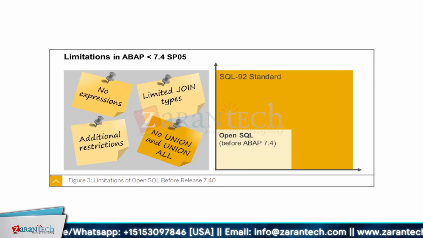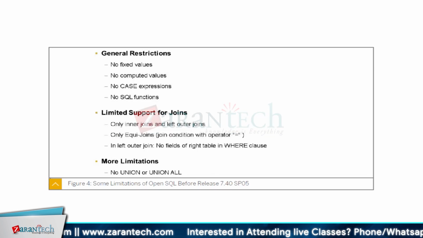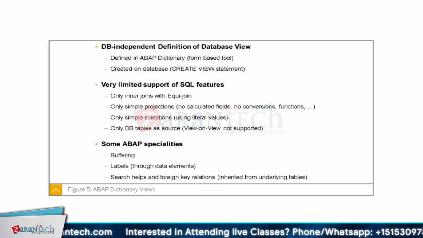In the older versions of ABAP, before ABAP 7.4, we cannot write any expressions. We don't have so many join tags. We cannot do union, all operations and everything. But after ABAP 7.4 version onwards, a lot of new things are added over there in the concept of CDS views.